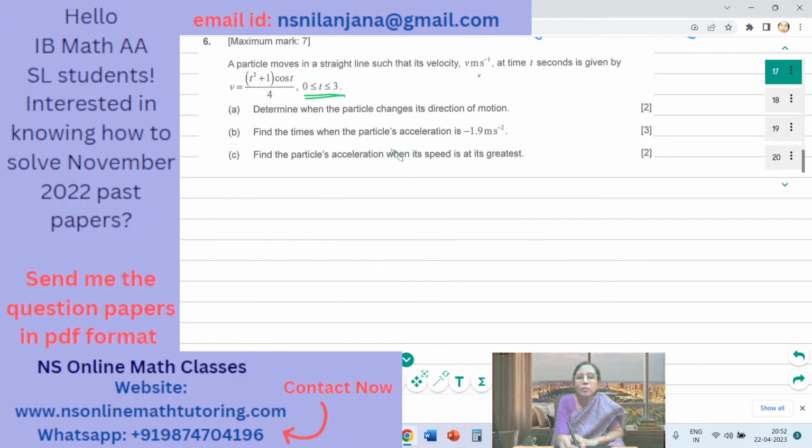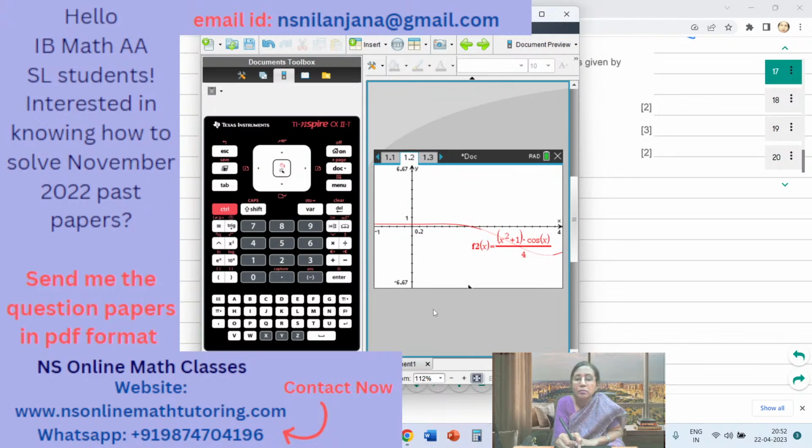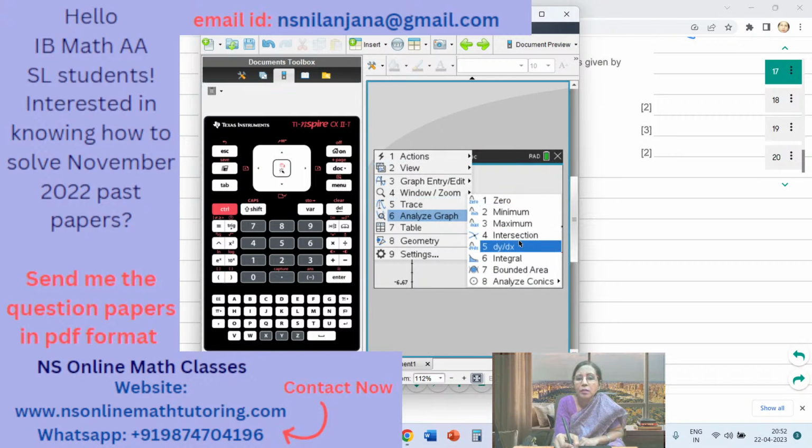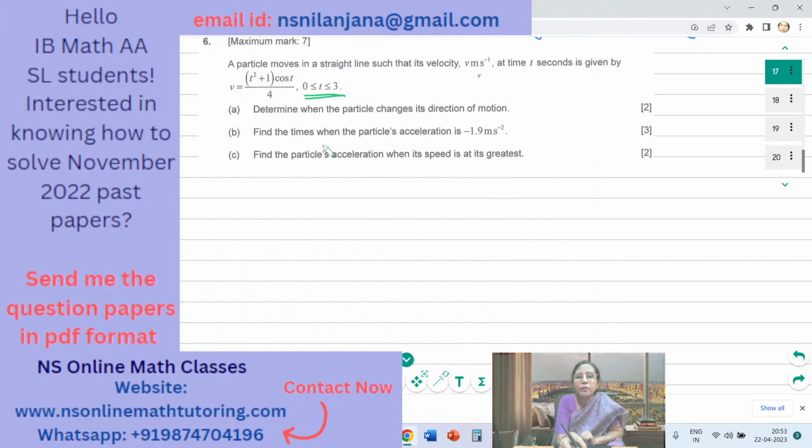Find the times when the particle accelerates. Okay, first of all, there's only a single zero. We will be analyzing the graph. It is 1.57. It is actually pi divided by 2, which is 1.57, but you don't have to remember that. You have to write pi by 2. So it is equal to 1.57.